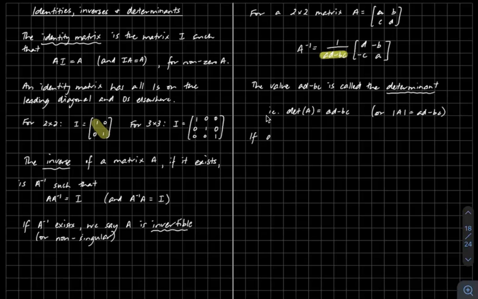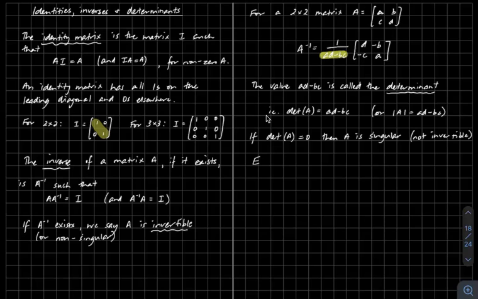Now, if det A equals 0, then it doesn't have an inverse, so then we say A is singular. So when a matrix doesn't have an inverse, we say it's singular. Alternatively, we could say it's non-invertible. Okay, that would be another way of saying singular.